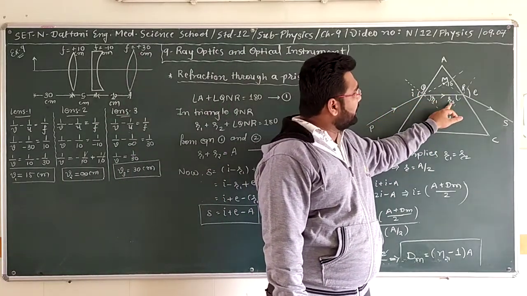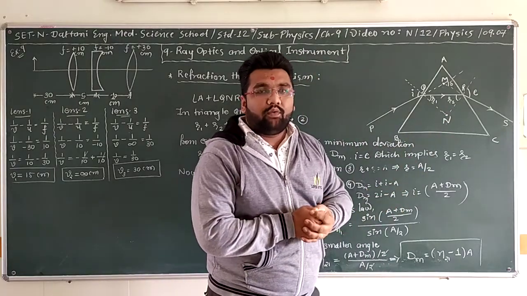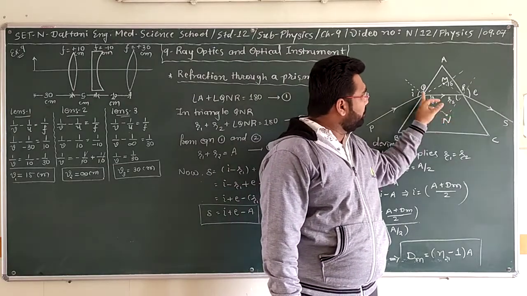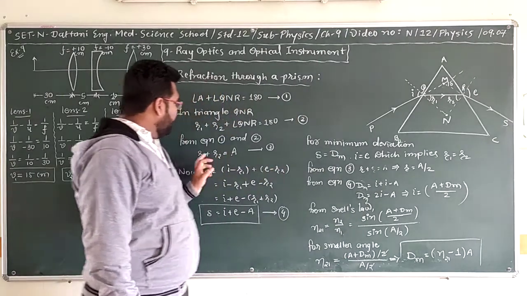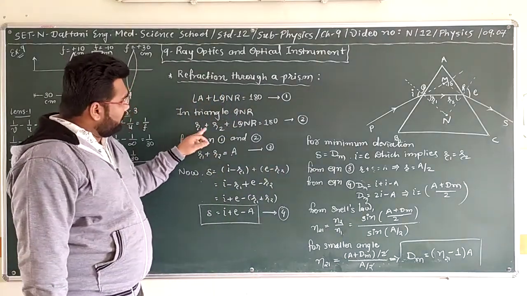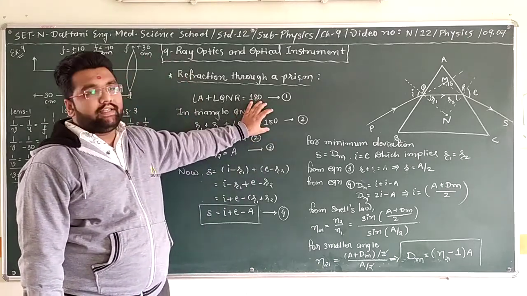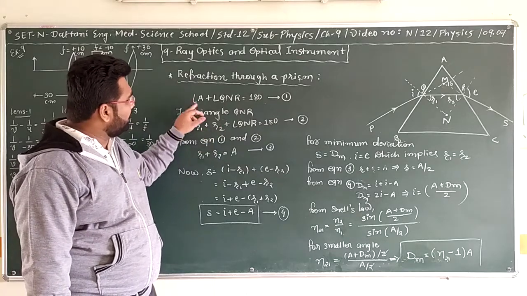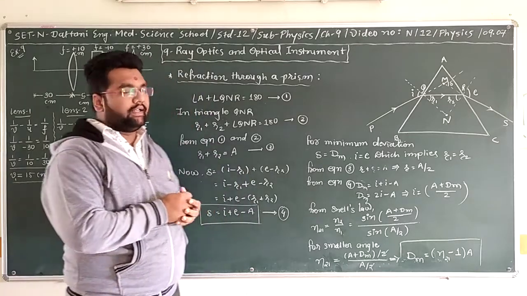So R1 plus R2 plus, this is the third angle of the triangle, and the summation of all angles of a triangle is 180 degrees. So R1 plus R2 plus angle QNR is equal to 180 degrees. So we have written here R1 plus R2 equal to A. If we compare equation number 1 and 2, then we get R1 plus R2 equal to A. So this is our equation number 3.